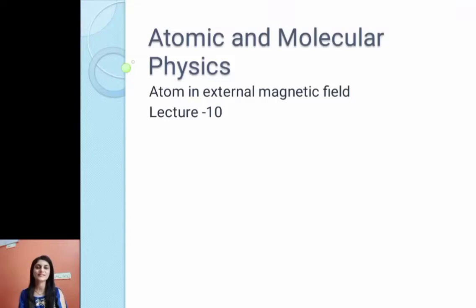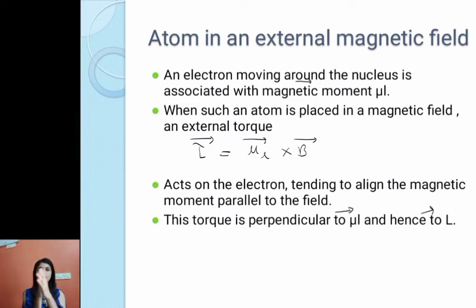Hello, everybody. This is the 10th lecture on atomic and molecular physics, specifically on the hydrogen atom. It's about an atom in an external magnetic field. Now, we know that an electron moves around the nucleus in an atom. When we consider an electron moving around the nucleus, it is equivalent to a current carrying loop.